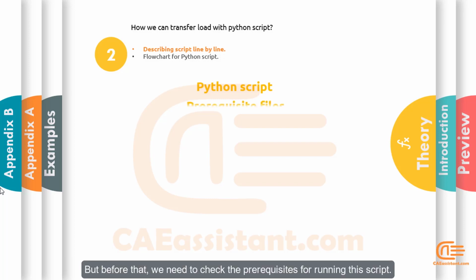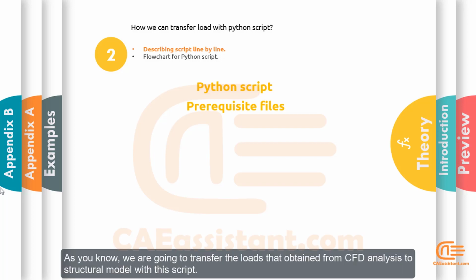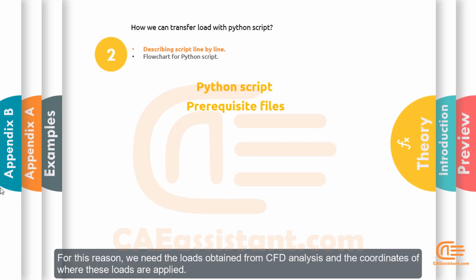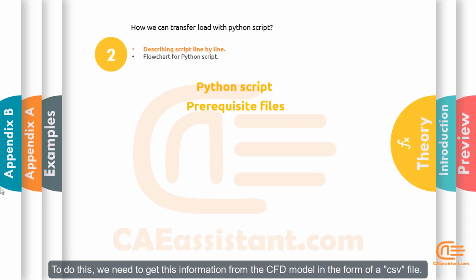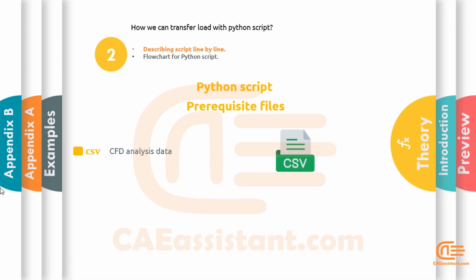But before that, we need to check the prerequisites for running this script. As you know, we are going to transfer the loads that are obtained from CFD analysis to the structural model with this script. For this reason, we need the loads obtained from a CFD analysis and the coordinates of where these loads are applied. To do this, we need to get this information from the CFD model in the form of a CSV file. We will use this file in the script.